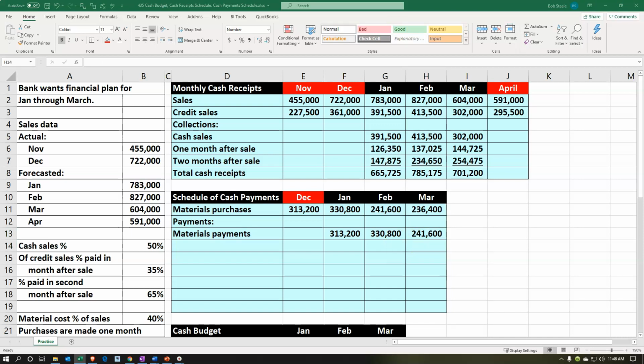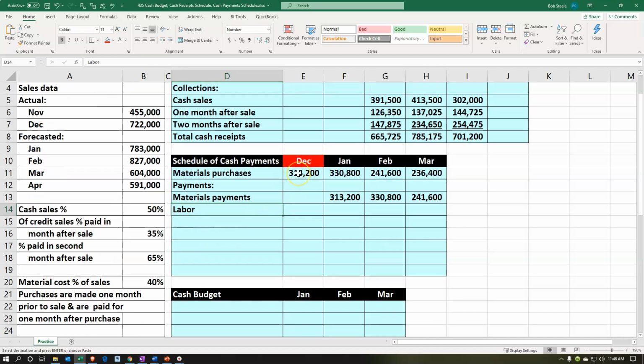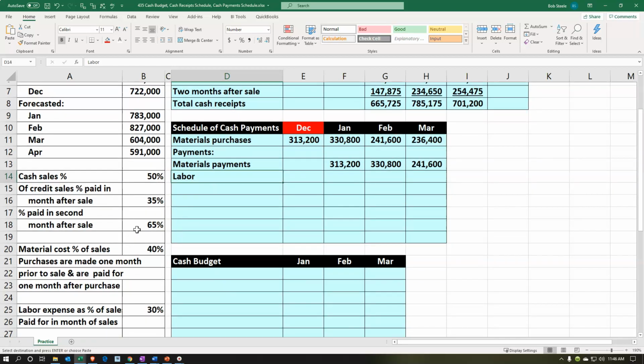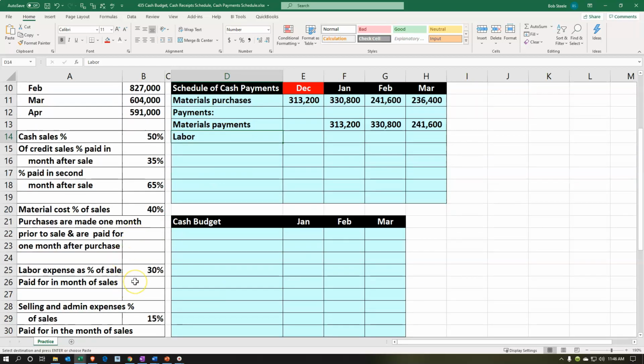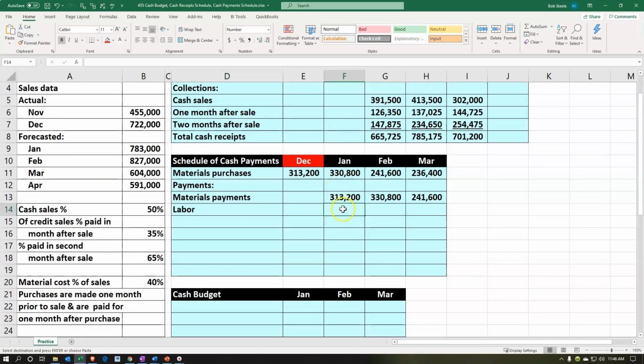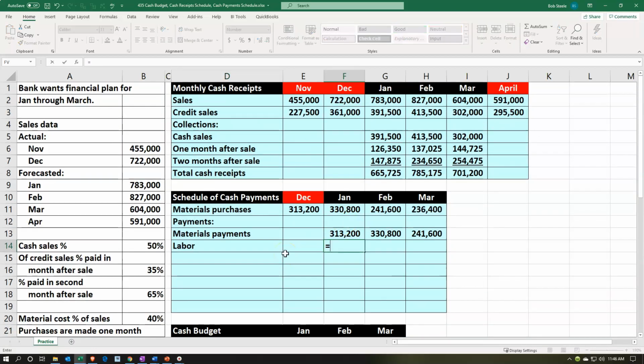Now we're going to go to the labor. The rest of these are a little bit more straightforward because we don't have that kind of staggering process between the months. We're going to be picking up the labor, which it says is 30% of sales. So it's simply 30% of sales. So we're just going to say, all right, that's our estimate.